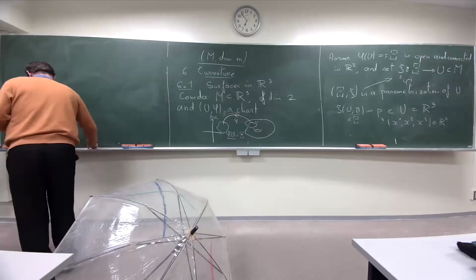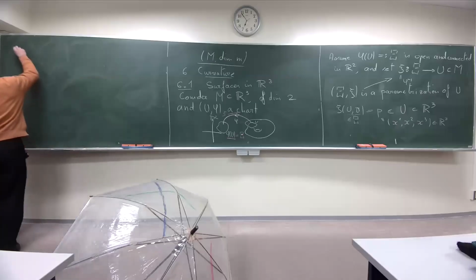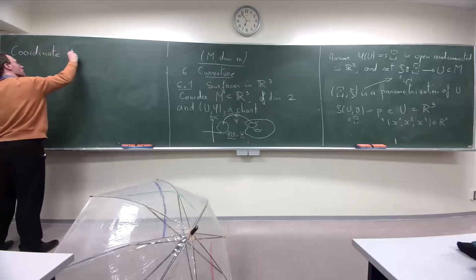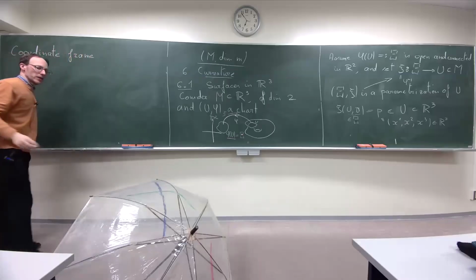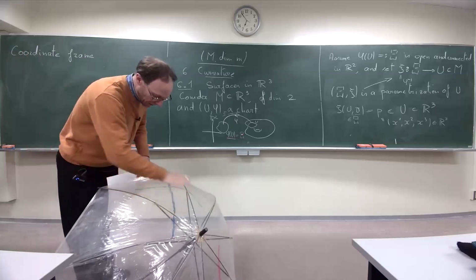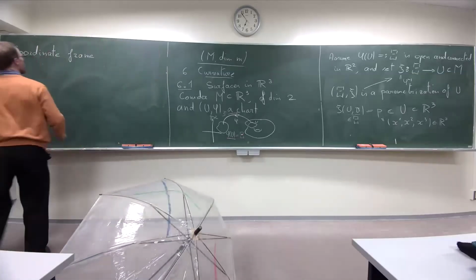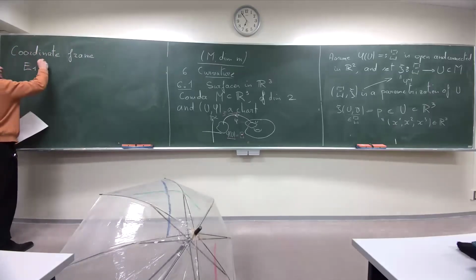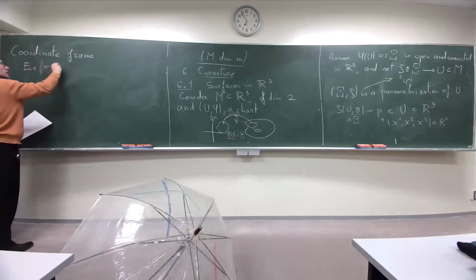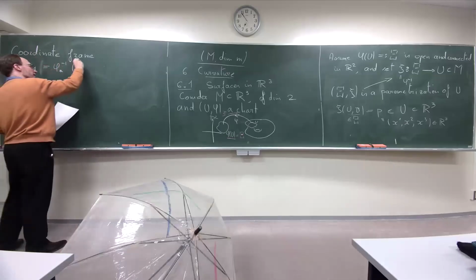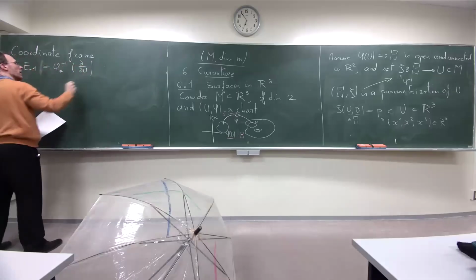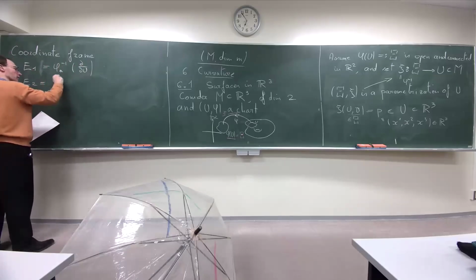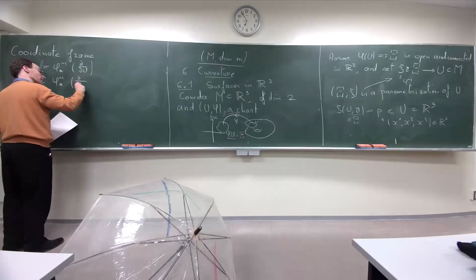Now, what about coordinate frame? Because once we have a chart, we know that we have a coordinate frame, which is a basis on the tangent plane. So the coordinate frame, there are 2 vectors because it's 2-dimensional, which I have written in the past like this, d over du. And E2 is phi star minus 1 of d over dv.